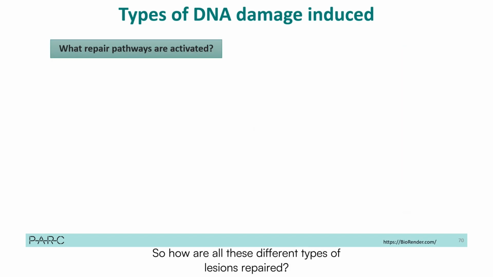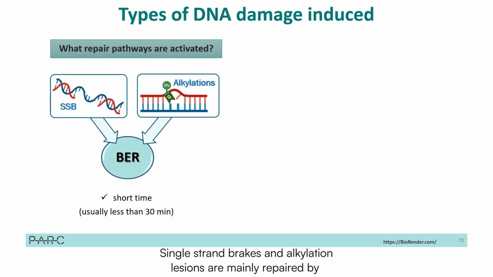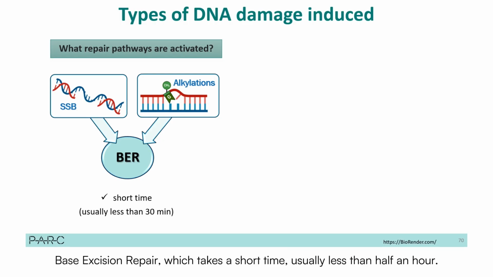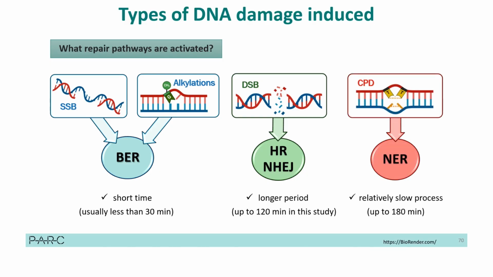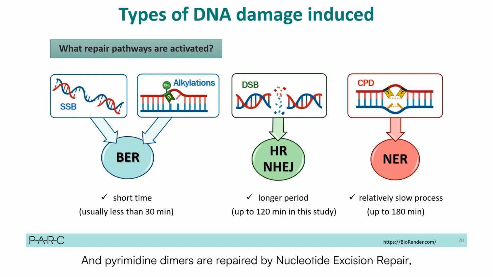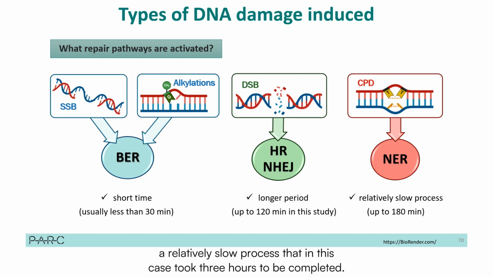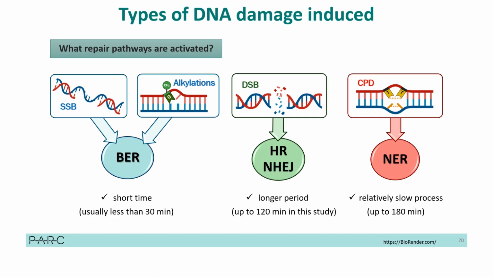So, how are all these different types of lesions repaired? Single-strand breaks and alkylation lesions are mainly repaired by base excision repair, which takes a short time, usually less than half an hour. Repair of double-strand breaks by homologous recombination or non-homologous end joining requires a longer period, up to 120 minutes in this study. And pyrimidine dimers are repaired by nucleotide excision repair, a relatively slow process that in this case took 3 hours to be completed.